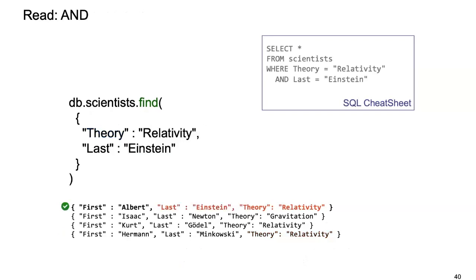Okay. Now, how do I have multiple criteria? That's basically an and in my where clause, right? Where theory is relativity and last is Einstein. Well, I just add more keys in my JSON object in the find function, right? So here I'm requesting for the theory being relativity and last to be Einstein.